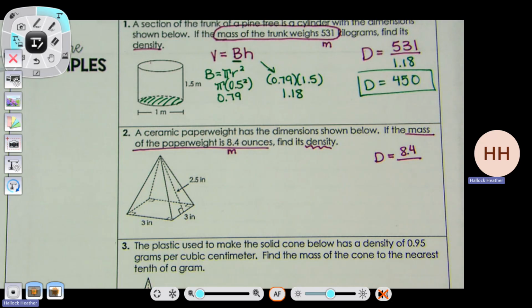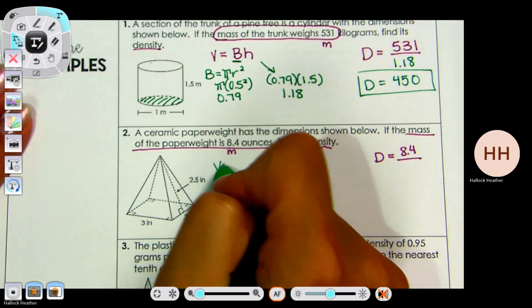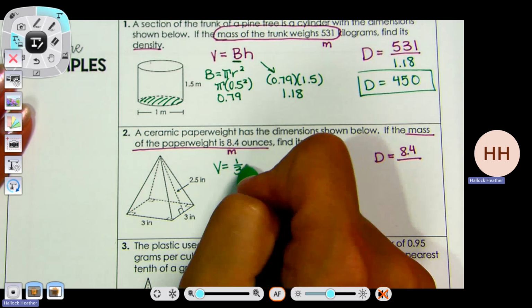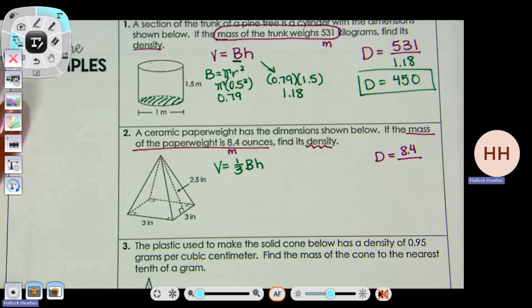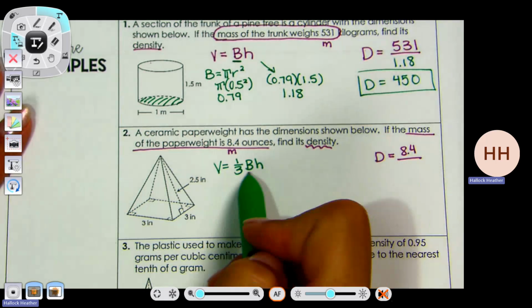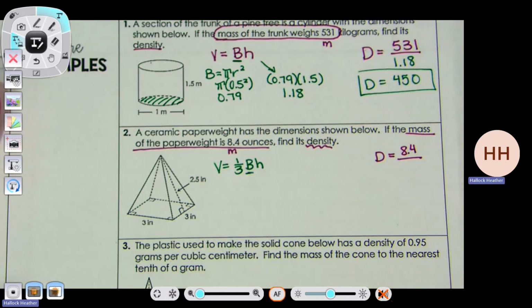Okay, so what's my volume formula for this shape? 1/3 big B H, okay? It's 1/3 because it comes to a point. That's technically why, but you don't need to know that. It's on the formula sheet anyways, but if you're curious. So big B, try to find big B. Big B is a square.